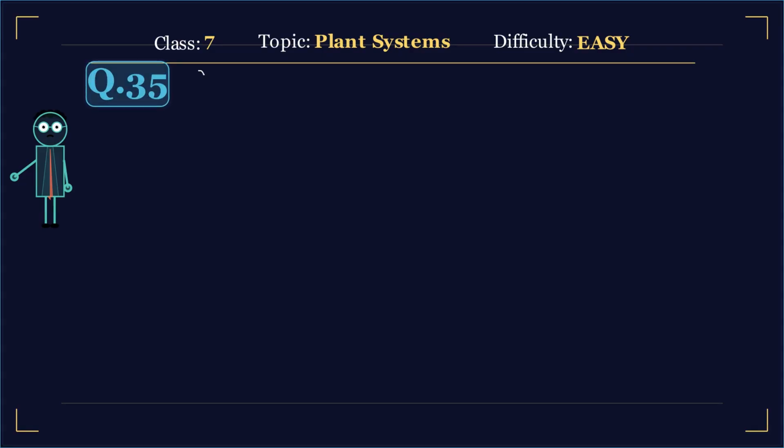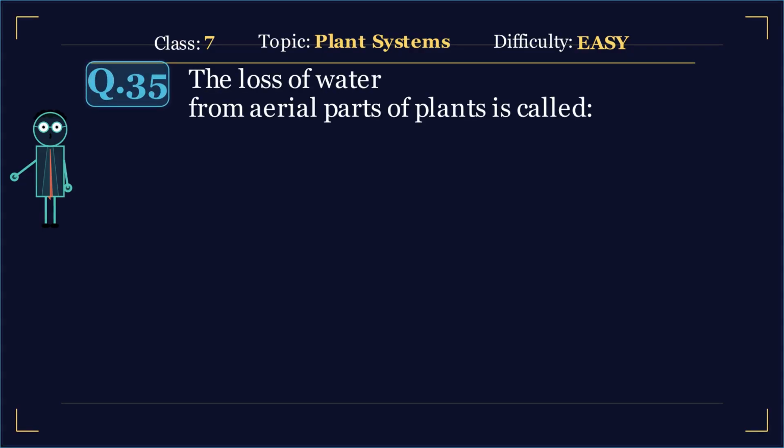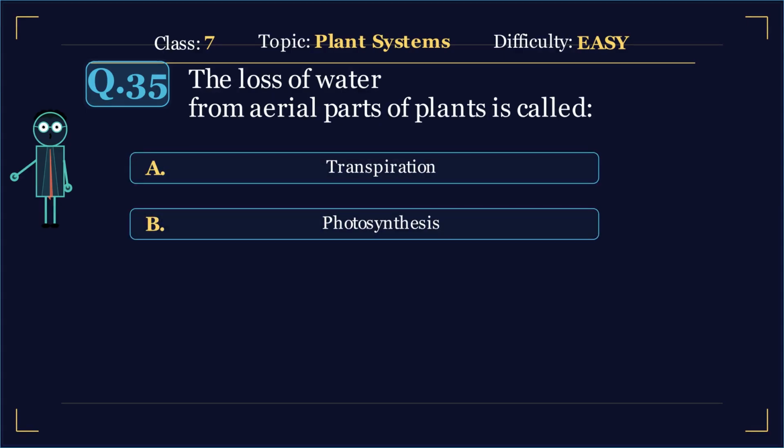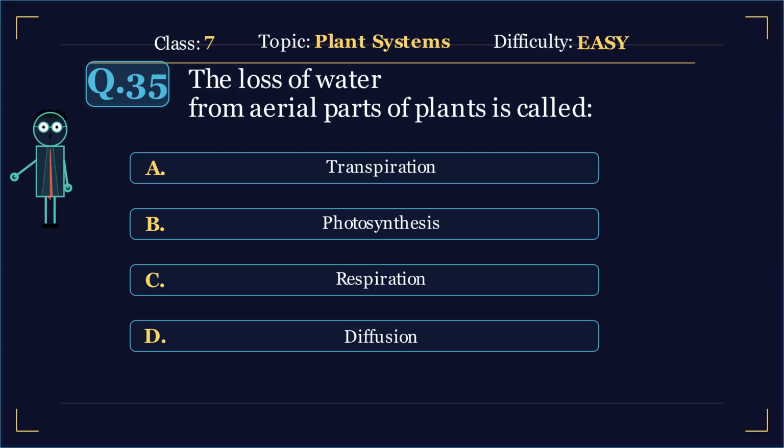Question 35. The loss of water from aerial parts of plants is called. Option A, transpiration. Option B, photosynthesis. Option C, respiration. Option D, diffusion.